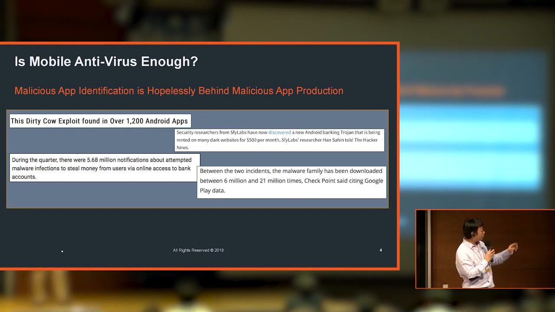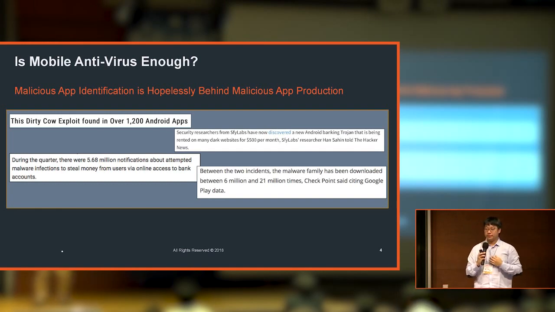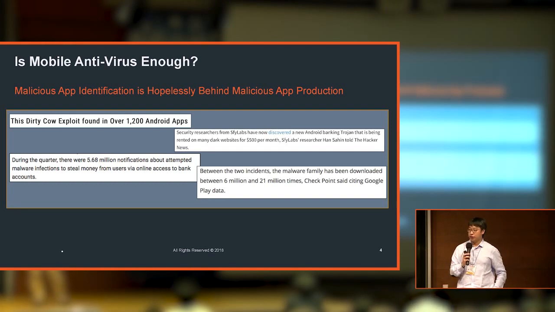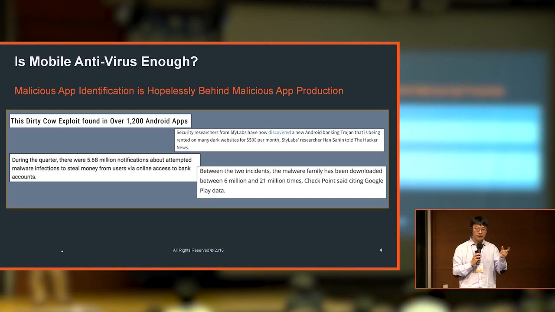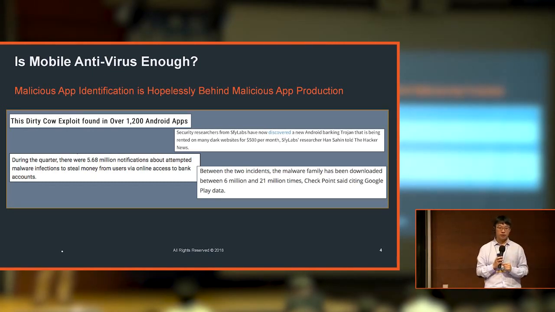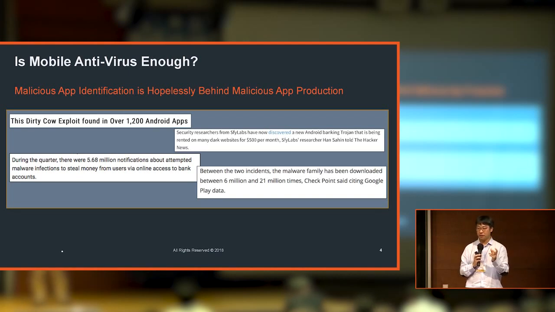And why is that? Because we actually have information. There is a Dirty COW exploit on Android that was able to use a race condition in the operating system. It's actually a Linux vulnerability. The identification of this vulnerability was found around 2015. But already 1,200 applications contain Dirty COW, and they're already on the Google Play Store.